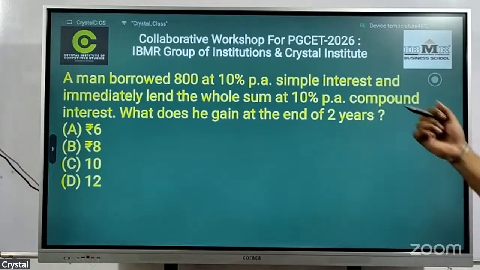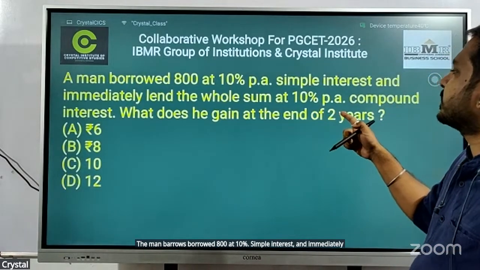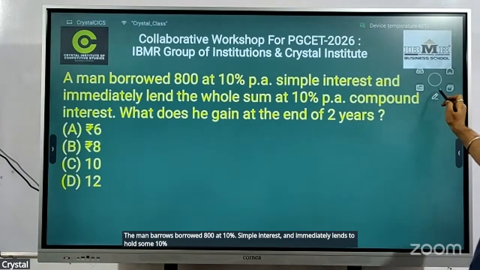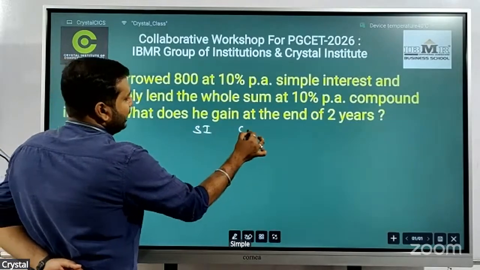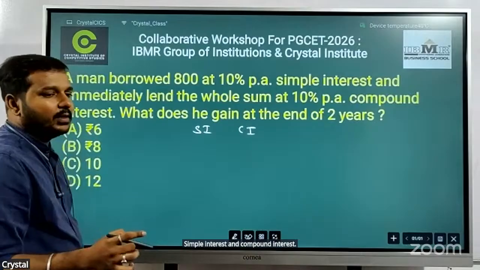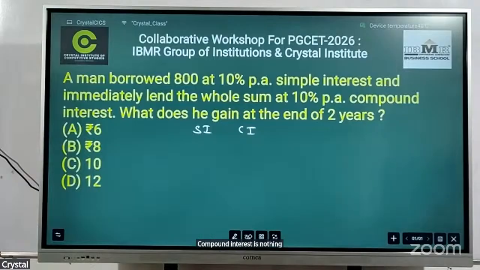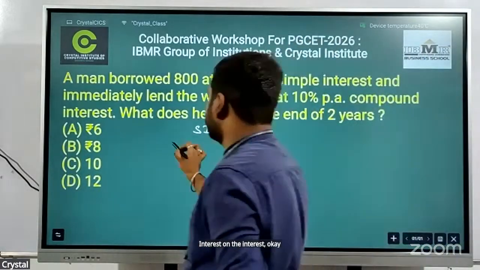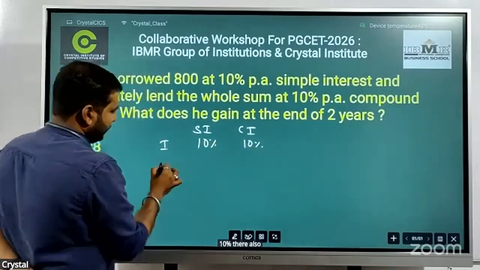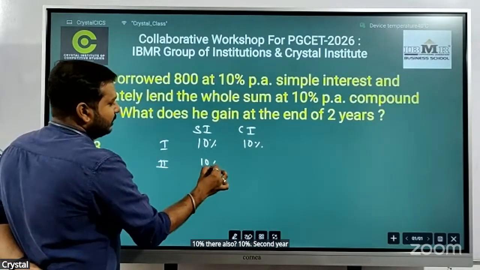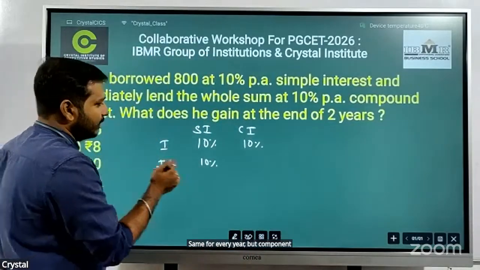A man borrowed 800 at 10% simple interest and immediately lends the whole sum at 10% compound interest for 2 years. Okay, simple interest and compound interest. Compound interest is nothing but interest on the interest. Okay, first year 10%, here also 10%. Second year, simple interest is the same for every year, but compound interest is not the same for every year.